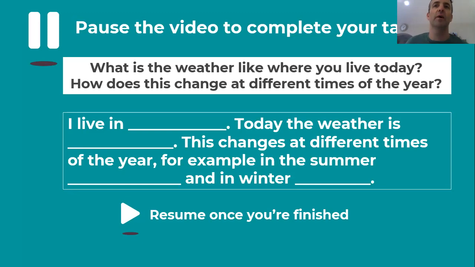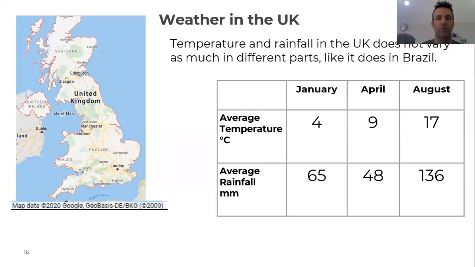Okay, fantastic work. So let's have a look now at how the weather changes within the UK at different times of the year. Temperature and rainfall in the UK do not vary as much in different parts as they do in Brazil, because as we already know, the UK is a lot smaller as a country than Brazil. So the climate stays more or less the same, but the temperature and the level of rainfall do go up and down depending on different times of the year.